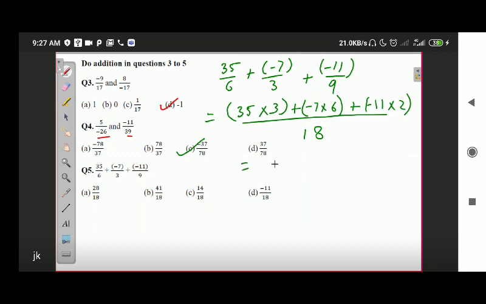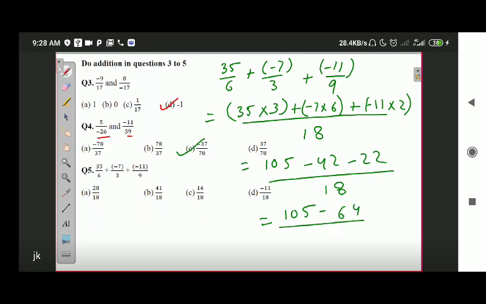Okay, so this will be 35 3s are 105 minus 7 6s are 42 minus 22 upon 18. Okay, so this will be 105 minus 64 upon 18. You simplify it, 41 upon 18. Okay, 41 upon 18, that is the B option. So I guess it is understandable to you now.